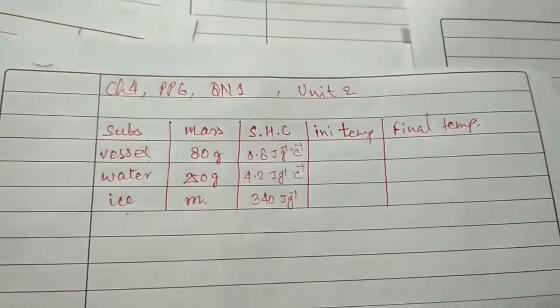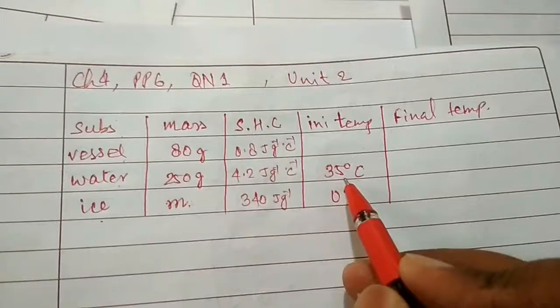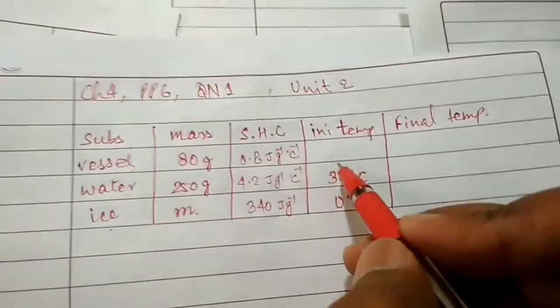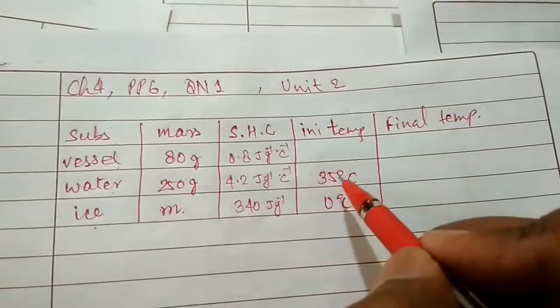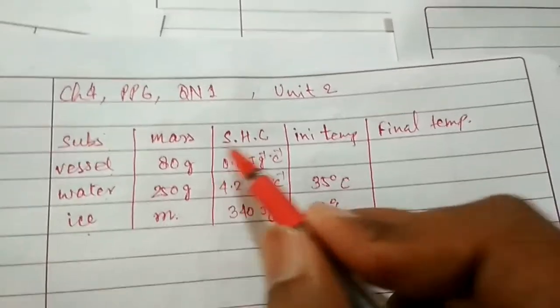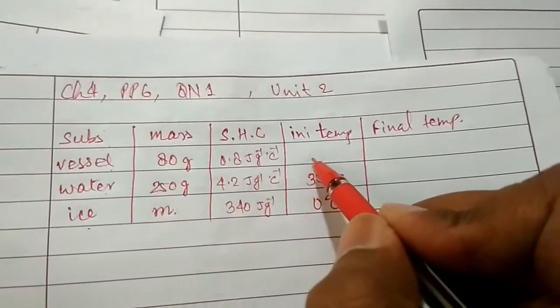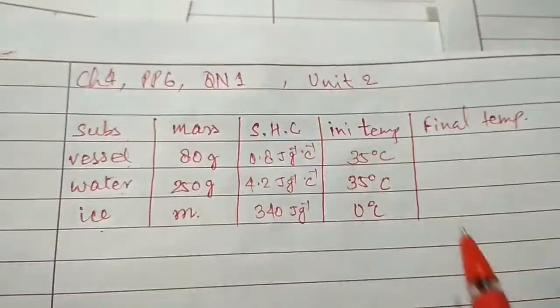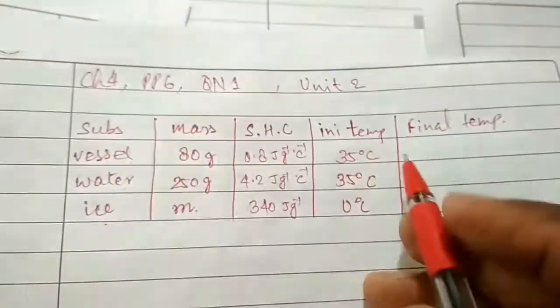Now let's write the initial temperature. Water has an initial temperature of 35 and ice at 0. For the vessel it is not given, but I said that the water is contained in the vessel, so whatever the temperature of the water is, that will be the temperature of the vessel, so 35 degrees Celsius for the vessel also.